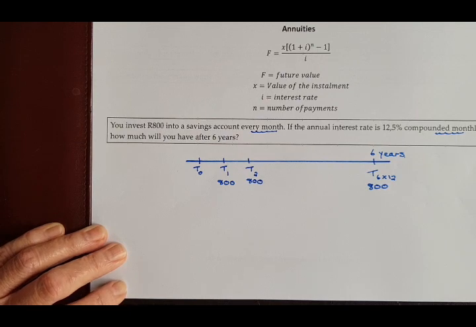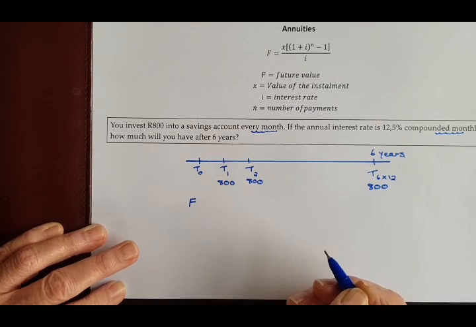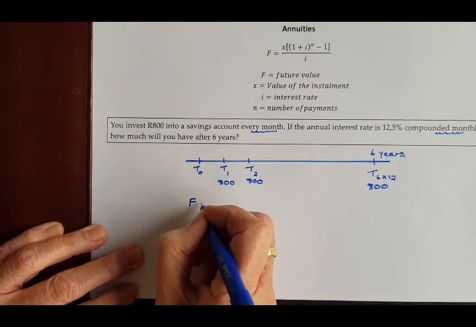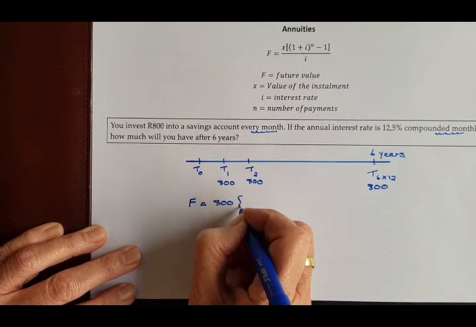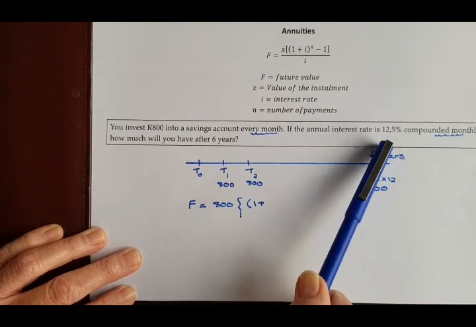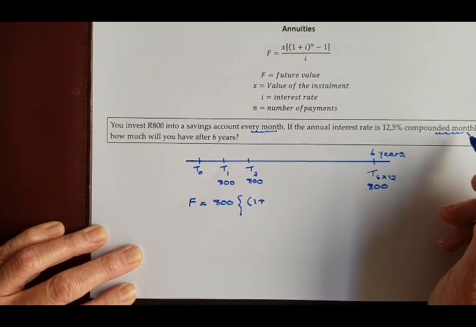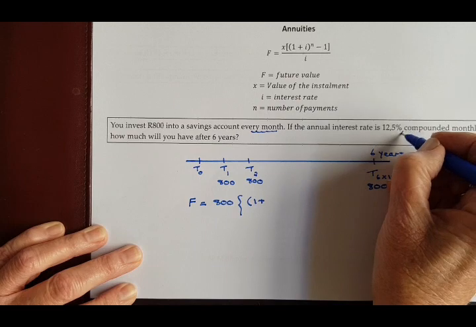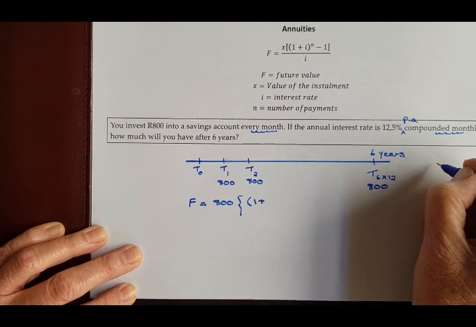So it would be exceptionally tedious to write out 72 deposits. So what we're going to do is say the total amount of money that we have at the end of this time is equal to our monthly deposit, 1 plus my interest rate. Now the annual interest rate is 12.5% per annum. I should have filled in there that it's per annum, compounded monthly.